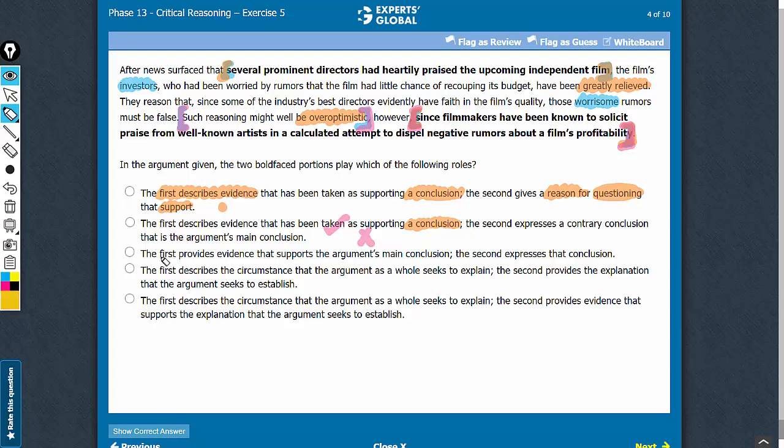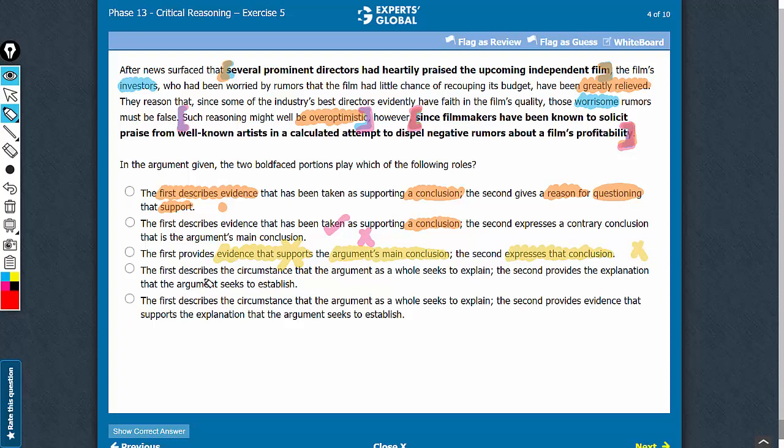Look at answer choice C. The first provides evidence that supports the argument's main conclusion. That's not correct. The first provides evidence that supports only the intermediate conclusion. The main conclusion is opposite of that. So this part is not correct. The first boldface is not supporting the argument's main conclusion. And once again, the second is not the main conclusion of the argument. So answer choice C is incorrect.